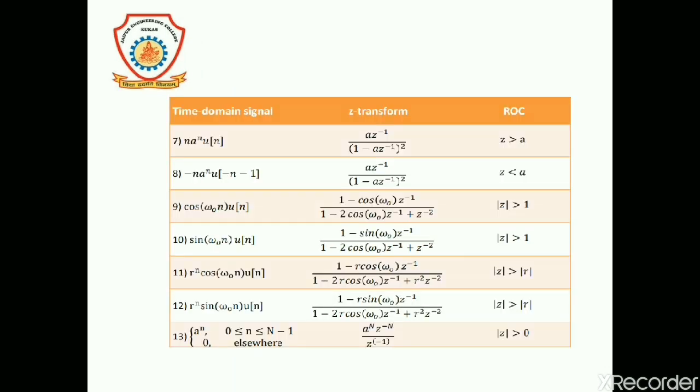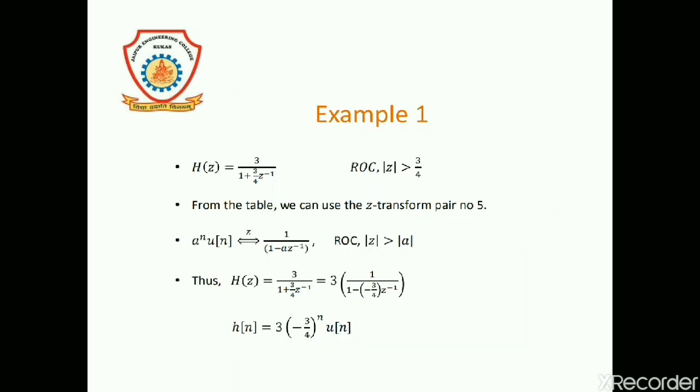Next, we can take the time domain signal n a to the power n u[n], then the Z transform for that signal will be a Z inverse upon 1 minus a Z inverse whole square, and mod of Z will be greater than a. If the input signal is minus n a to the power n u[minus n minus 1], then the Z transform for that signal will be a Z inverse upon 1 minus a Z inverse whole square, and mod of Z will be less than a. And again we can take different types of signals given, and use these to find the inverse Z transform of the given signal.